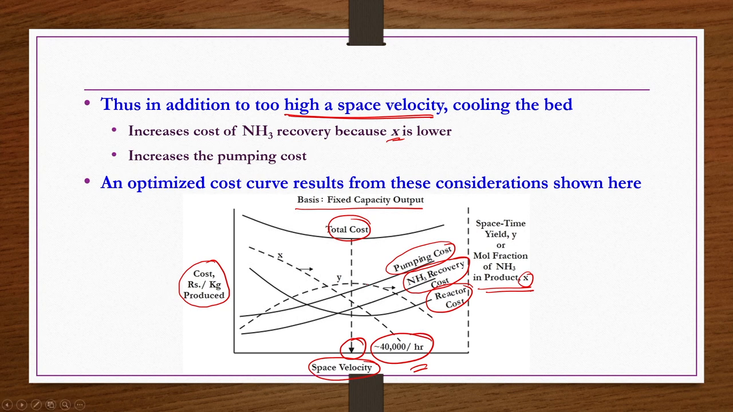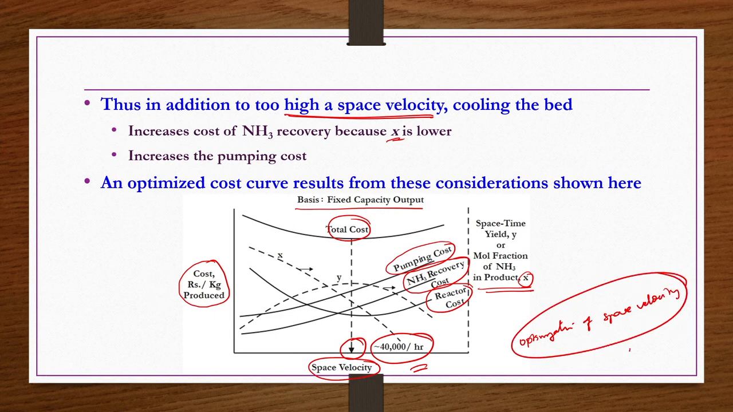Based on this, you have to consider all factors, not only temperature and pressure, but also pumping cost, ammonia recovery cost, reactor cost, etc. Everything you have to include, and accordingly choose the optimized space velocity. So this is the optimization of space velocity for the production of ammonia from ammonia synthesis gases at varying pressures.